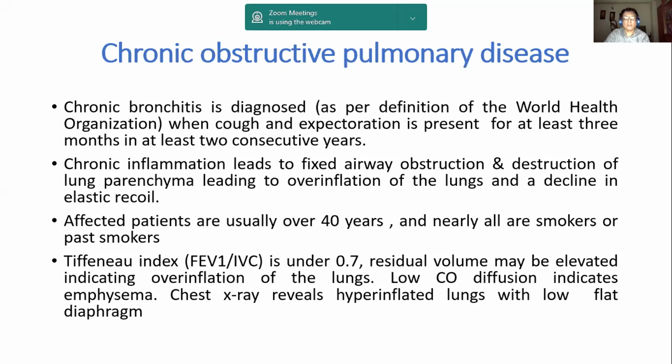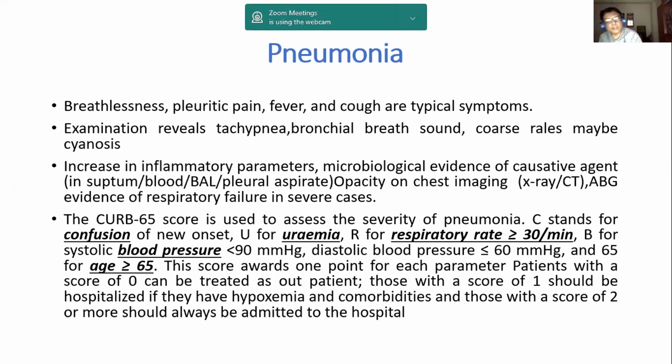Pneumonia, this is very important in this COVID era, because it is a type of atypical pneumonia. The symptoms are breathlessness, pleuritic pain on deep inspiration or movement, fever, cough. There may be tachypnea, bronchial breath sound, coarse crepitation particularly when the pneumonia is resolving, and there may be some rise of inflammatory parameters. The microbiological evidence we can get in the sputum, blood, bronchoalveolar lavage, or pleural aspirate, and we can get the evidence in chest imaging like CT, X-ray, and the arterial blood gas can predict some complications.